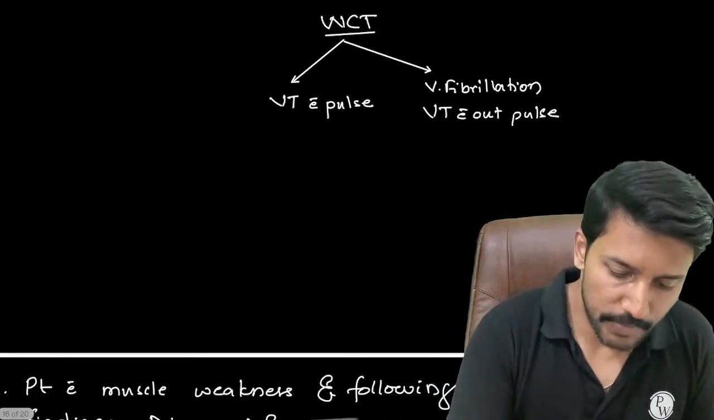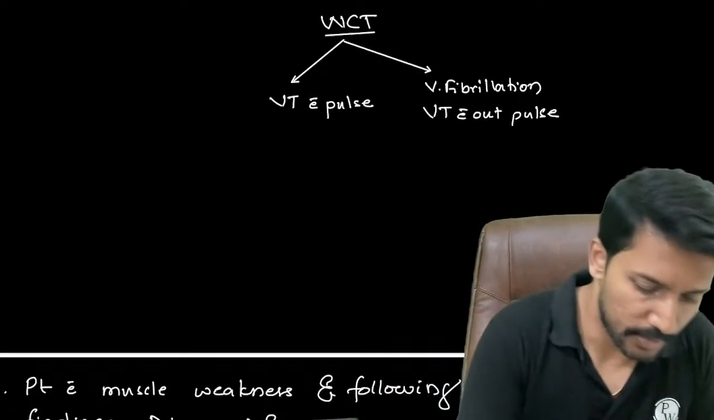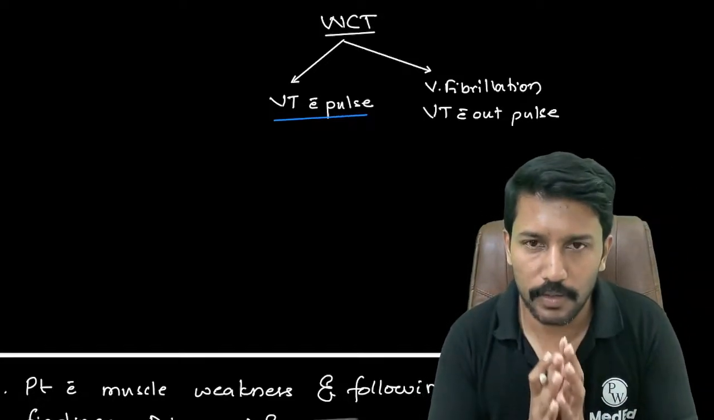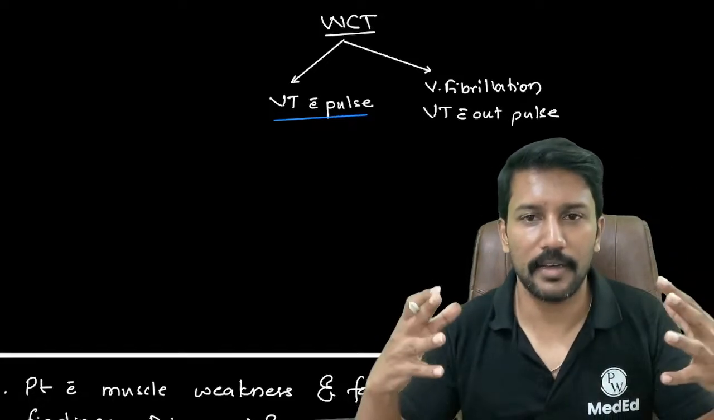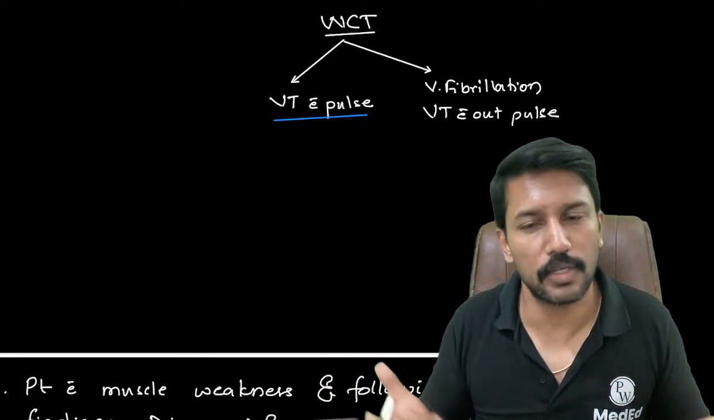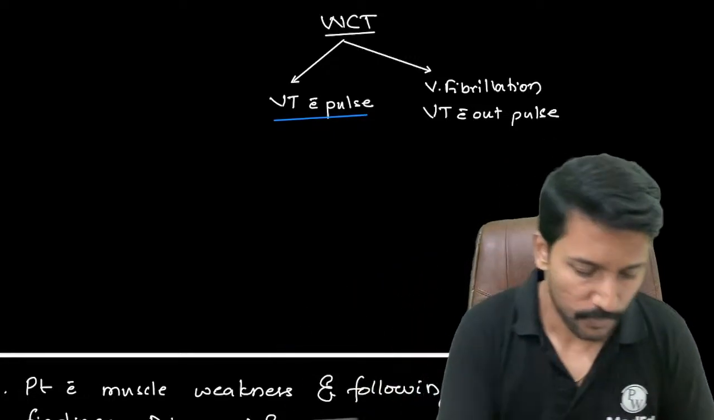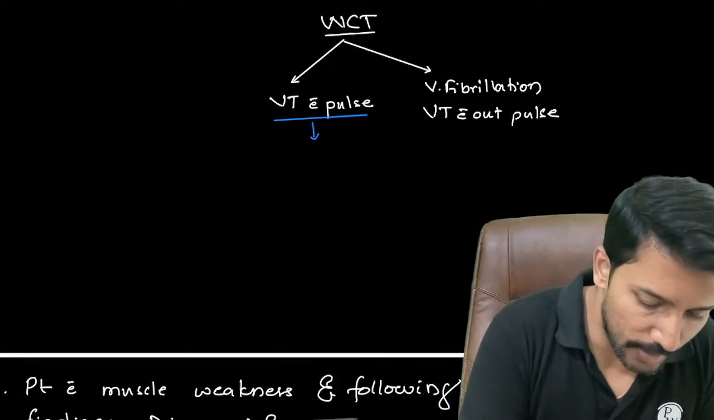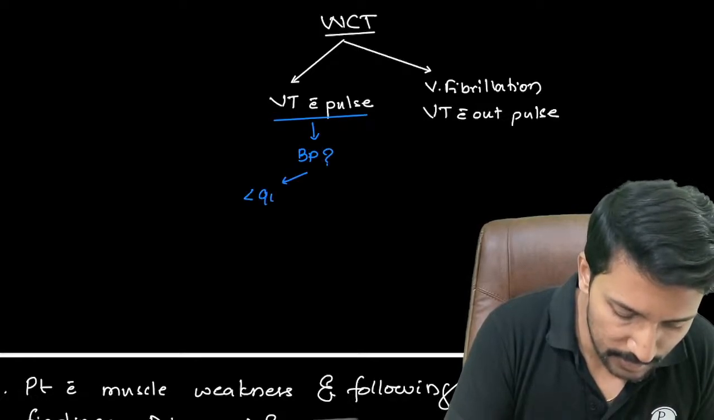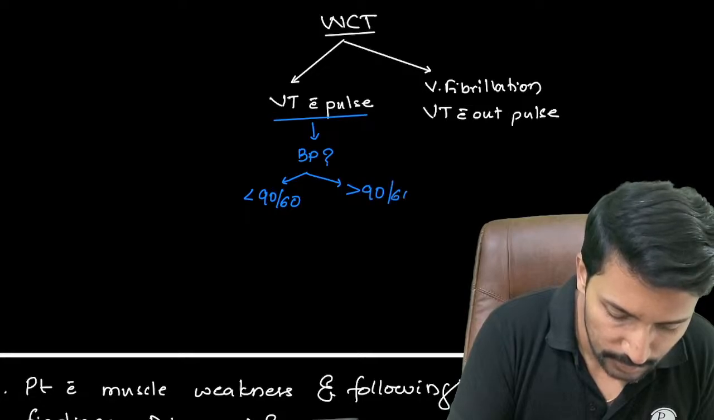Okay, if it is a ventricular tachycardia with pulse, whether it is monomorphic or polymorphic does not make a difference. If it is a ventricular tachycardia and I can feel the patient's pulse, it means what? Ventricles are contracting at a high rate, but still contracting sufficiently to push the blood into circulation. So your brain is getting blood, it is only the arrhythmia that is troubling you. In that case, we should look at the BP of the person, whether it is less than 90/60 or more than 90/60.